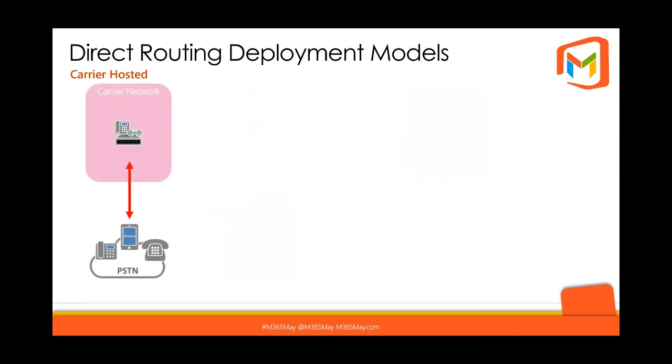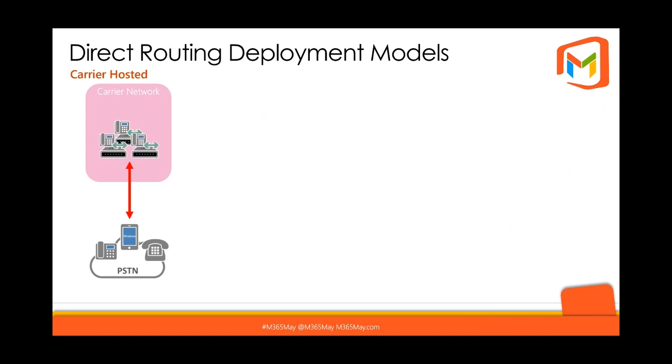Okay, so direct routing deployment models. So from the carrier hosted perspective, one thing that has changed, or what we can now do with direct routing, is these carriers can basically have direct routes going to multiple tenants. So you imagine a carrier will have like a big, beefy SBC environment that they stand up. It'll be highly available and whatnot, and then they're able to offer this service to multiple customers. So we start to get economies of scale.